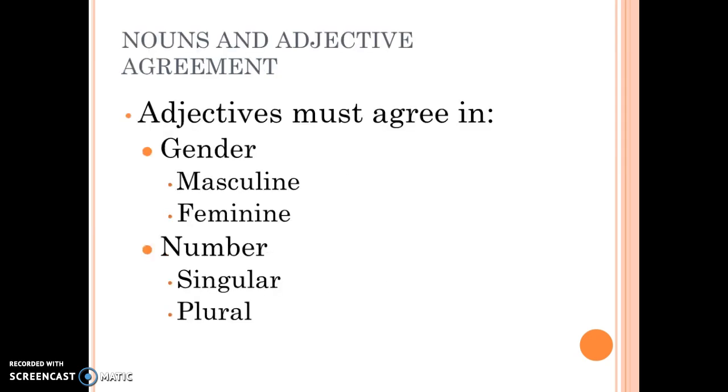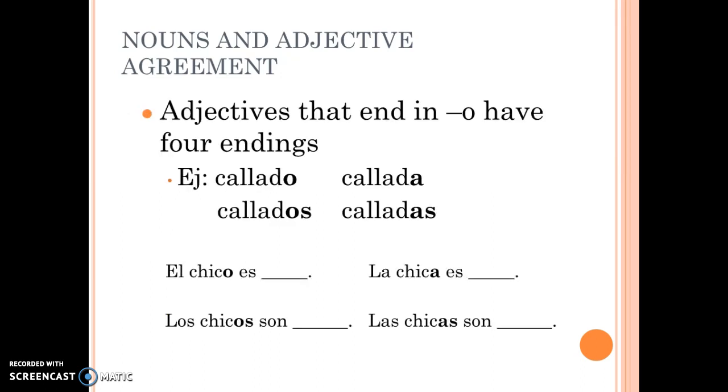All right, what I would like you guys to do from this point on is take any notes that you feel are necessary. The first thing that we need to know about adjectives is that they have to agree in gender, meaning masculine and feminine, and they also have to agree in number, meaning singular and plural. Adjectives that end in O have four endings. Por ejemplo, we have callado, the masculine singular; callada, the feminine singular; callados, masculine plural; calladas, the feminine plural form.